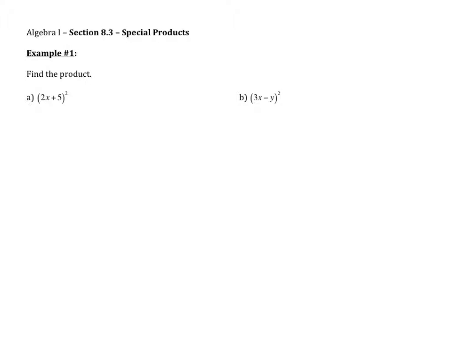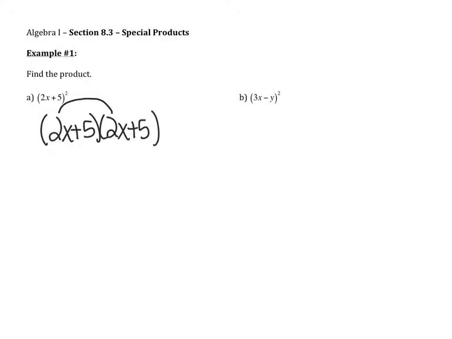So here's example number 1, and the instructions are still to find the product. So we have part A, 2x plus 5 squared. The biggest misconception is that you're just going to distribute the square to the 2x and the 5. But 2x plus 5 squared actually means 2x plus 5 times 2x plus 5. So what we're going to have to do is take each term in the first parenthesis and multiply by each term in the second parenthesis, just like we did in the last section. So let's go ahead and do that.